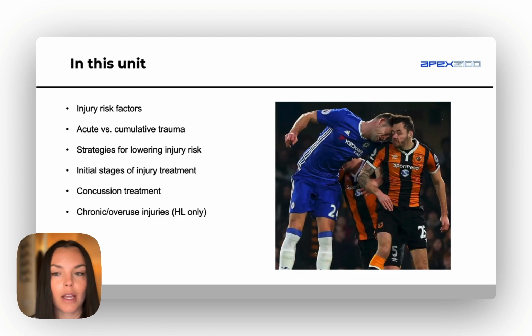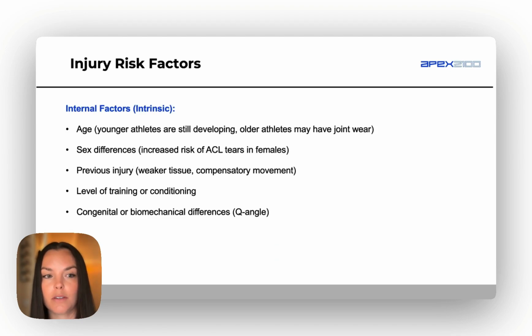So firstly, looking at risk factors for injury. Now, there's two groups of risk factors. Firstly, we can have internal or intrinsic risk factors, but we can also have external or extrinsic risk factors as well. So to begin with, we're looking at the internal factors. Now, this is what's within you, what makes you more at risk of injury, something that you can't really control. Maybe some of them you can, but a lot of them you can't.